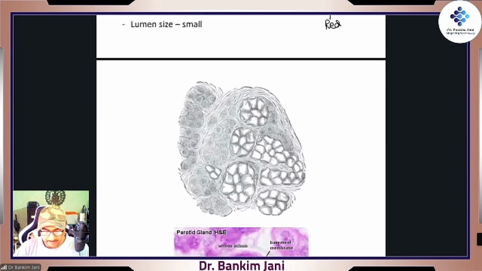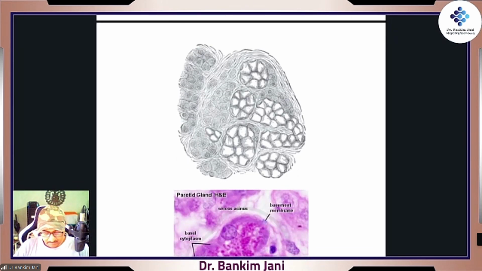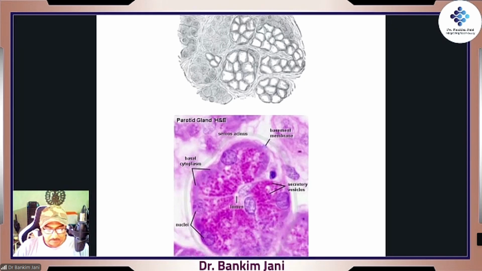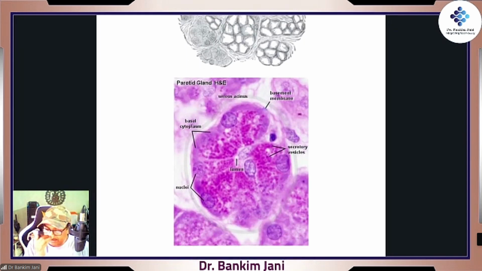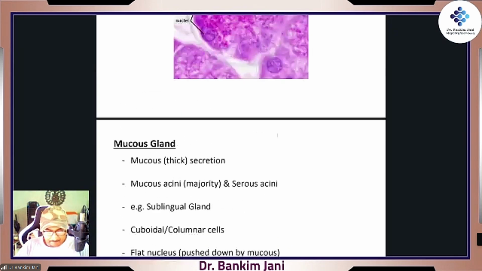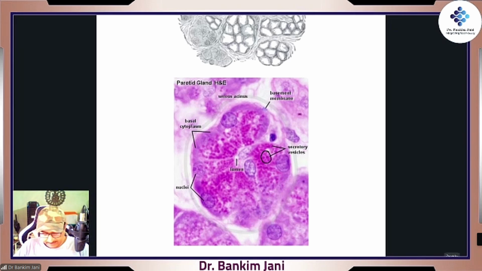Let's see if it is really like that. See, right? Here it is. So this is the parotid gland, H&E stain, and see this part, the lumen size, right? And these are the secretory vesicles, right? See the secretory vesicle. What you have to really watch is, just watch this part. Let's watch this part and zoom in.